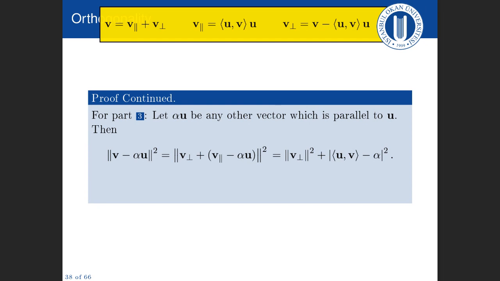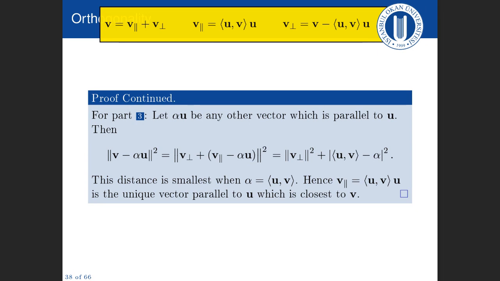We want to make this number as small as we possibly can. The first one we can't change. V perpendicular, that's fixed. We can't change that. So the way we can make this number as small as possible is to make the second number as small as possible. The smallest that we can make the second number is by making it 0.